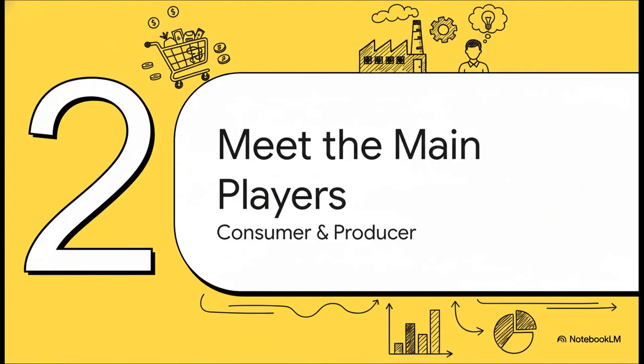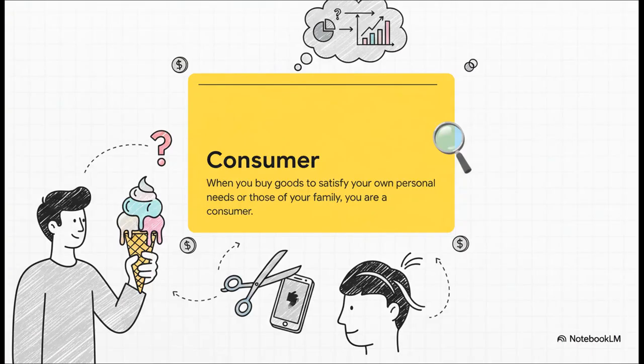Okay, so in this whole drama of economics, there are two main players you absolutely need to know, and they are the consumer and the producer. So who's the consumer? Well, that's you, and me, and pretty much everyone. Anyone who buys goods and services to satisfy their wants is a consumer. Simple as that. You buy a chocolate bar, you're a consumer. You recharge your phone, you're a consumer.